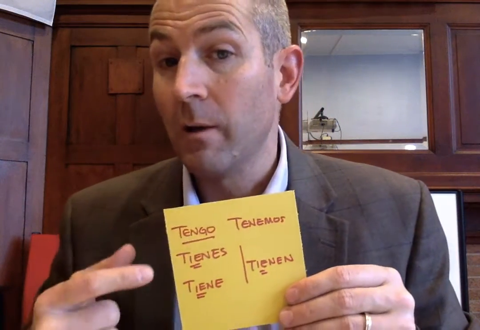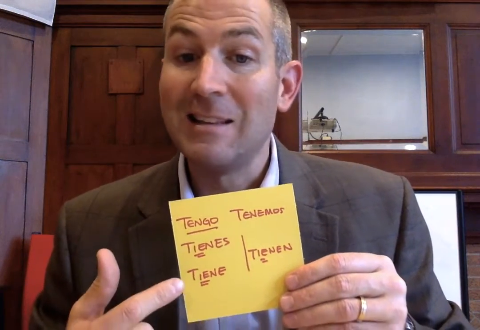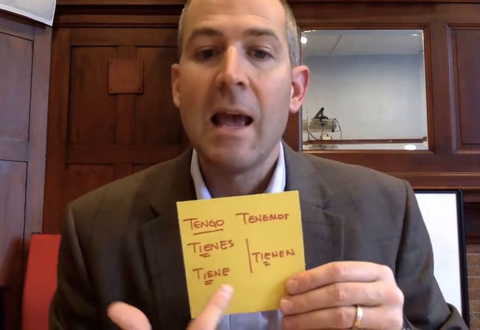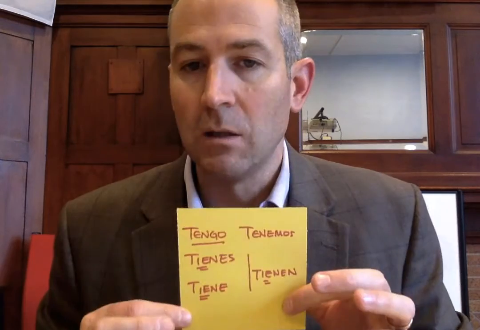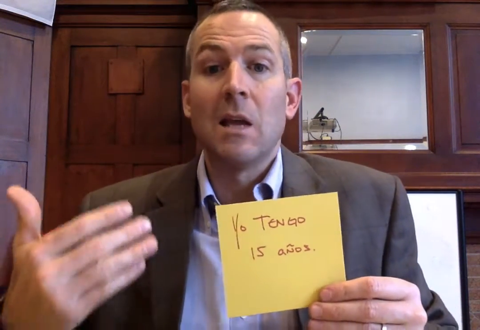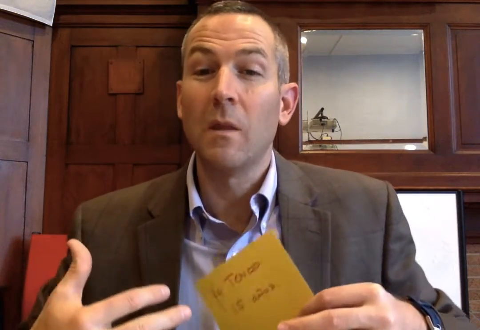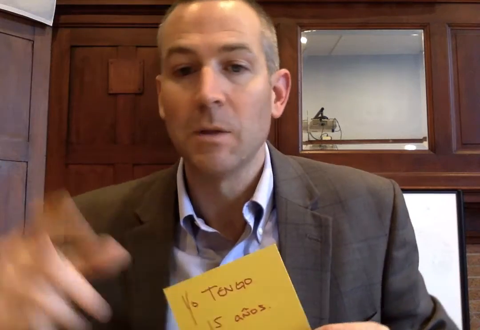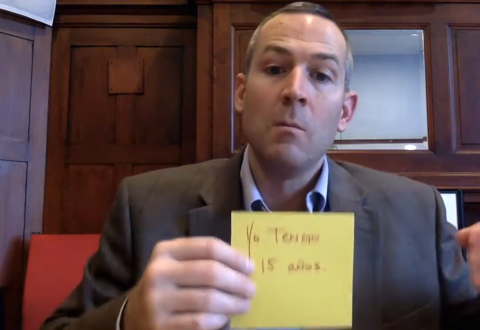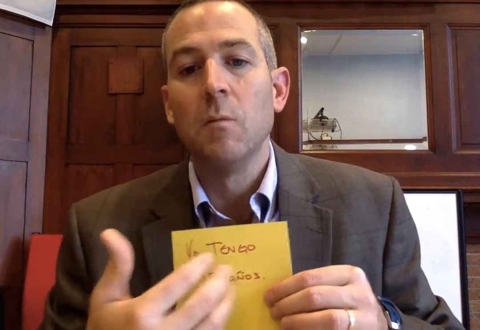Recapping that for you very quickly. Yo tengo, tú tienes, ella tiene, nosotros tenemos, ellas tienen. This is a great thing to memorize. It's an irregular verb. You're going to want to make sure that you know it by heart. Now, you know that it means to have. And we talked about this on the first day of class with yo tengo 15 años. Literally, I have 15 years, but we know that that communicates the idea, the concept of age, where in English we would say I am 15 years old.